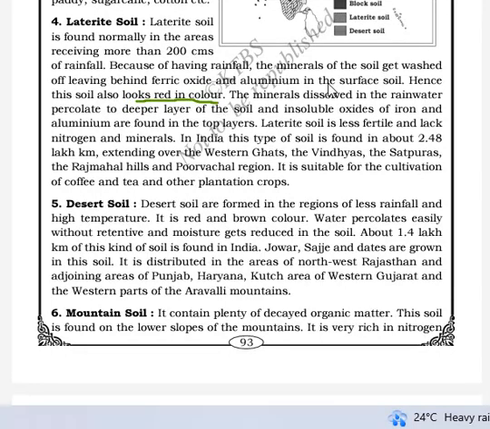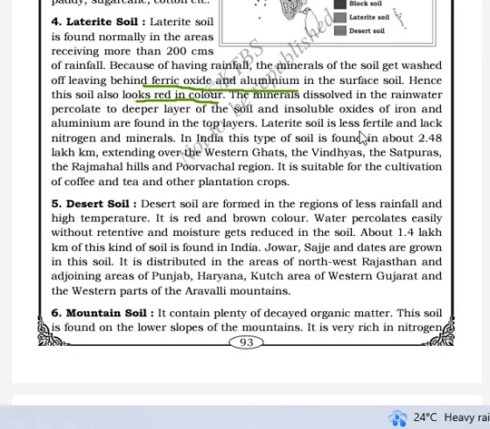So why does laterite soil look red in color? Because of the presence of ferric oxide and aluminium in it. The minerals dissolved in the rainwater percolate to the deeper layer of the soil, and insoluble oxides of iron and aluminium are found in the top layer. If rainwater washes away the top layer of the soil, what will happen? The rainwater will go deep into the earth's surface, taking all the minerals, and only the oxides of iron and aluminium will be present in the top layer of the soil.